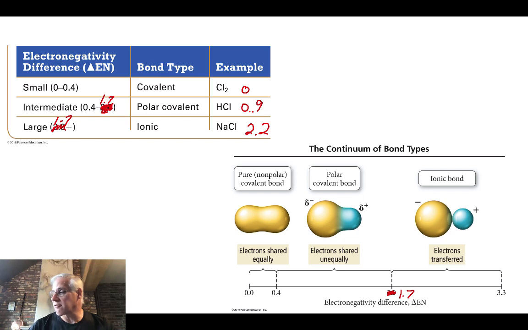Notice for polar covalent, we have the delta minus around the more electronegative atom, delta plus around the less electronegative. And then here, if that difference is greater than 1.7, then we say that the electron has been transferred, and you get a full negative charge and a full positive charge.